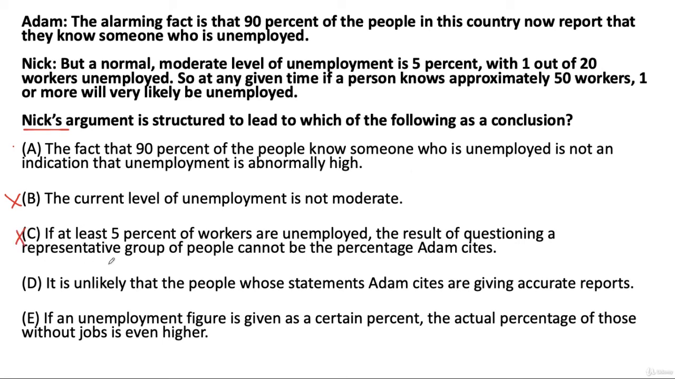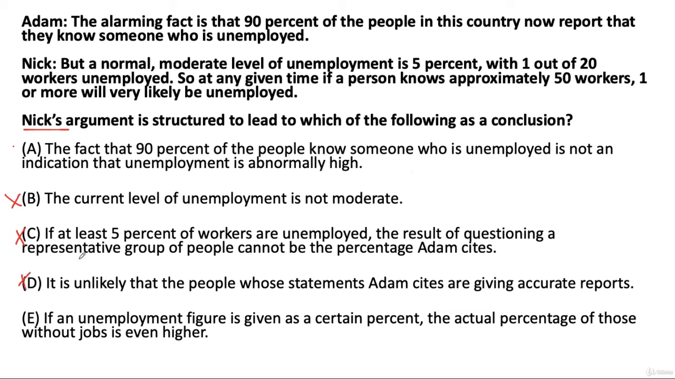Option D: it is unlikely that the people whose statements Adam cites are giving accurate reports. We really don't know whether they're saying the truth or not, but this cannot be the actual conclusion to Nick's argument. This option is a typical out of context option, and you must identify and easily eliminate these options.